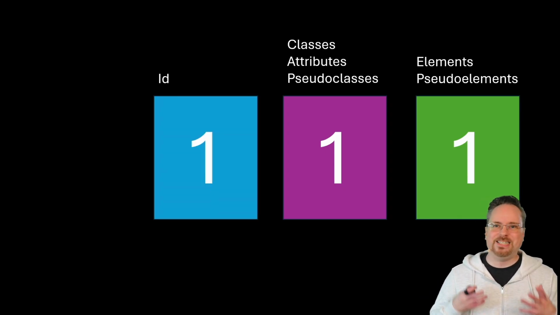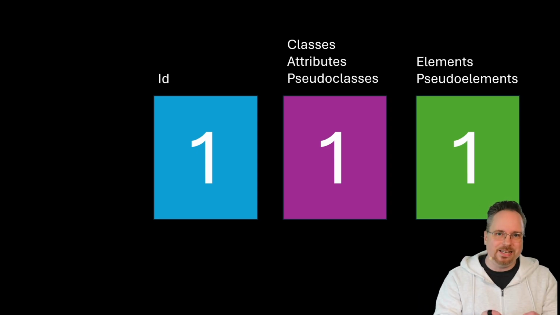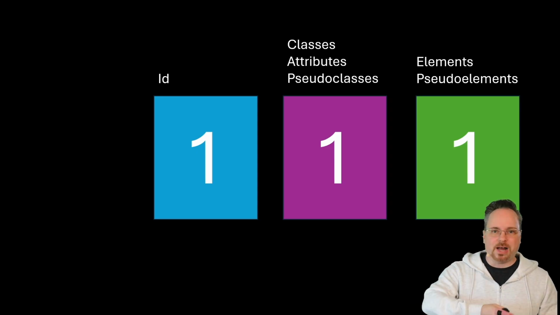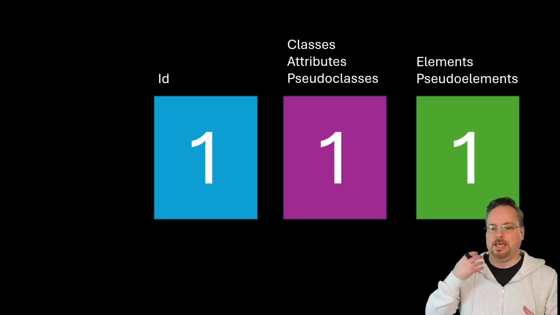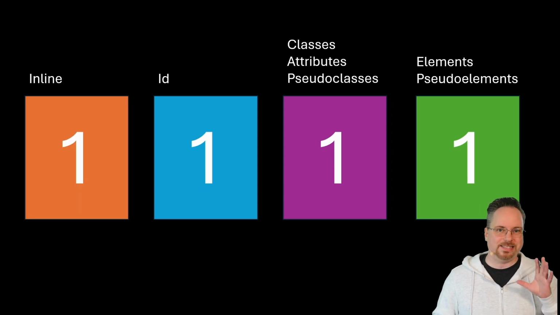Then we have ID. So if you're supplying an ID, that is going to be even higher than classes, even higher than elements. And then we have the biggest specificity, and that is the style tag or inline style.